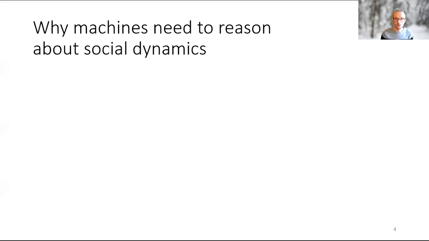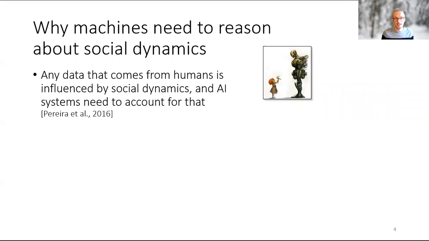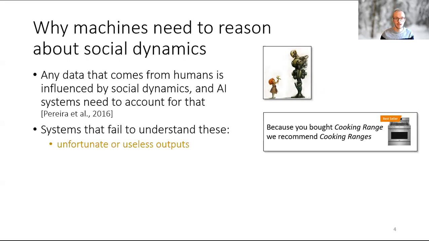And a lot of my research argues that models need to do this kind of reasoning about social dynamics because any data that comes from humans is inherently going to be influenced by social dynamics. And if AI systems are going to be trained on our data or interact with us, they need to account for that. And if systems fail to understand these dynamics, they can lead to really unfortunate or useless outputs, like, for example, recommending a second cooking range after buying a first cooking range.